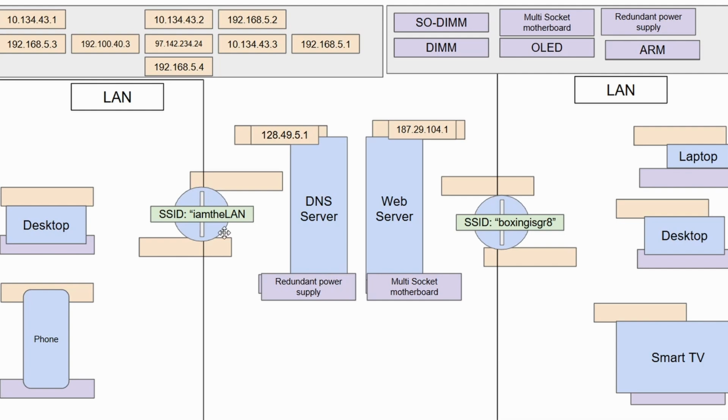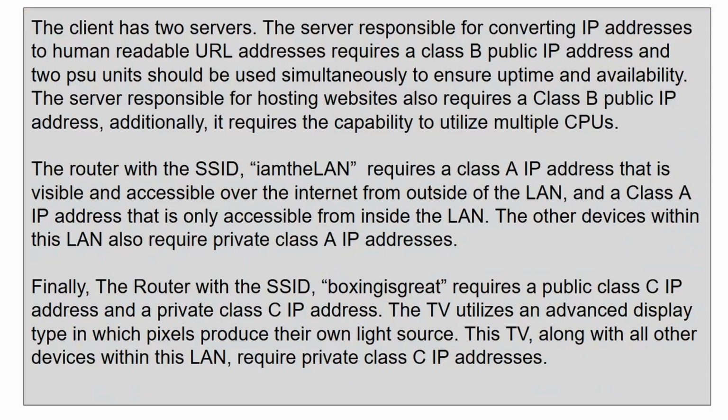Now, let's keep reading through the criteria. You can see, guys, it's very overwhelming, but if you stick to it bit by bit, it's actually not too scary. The next section says, the router with the SSID, I am the LAN, requires a Class A IP address that is visible and accessible over the internet from outside of the LAN.